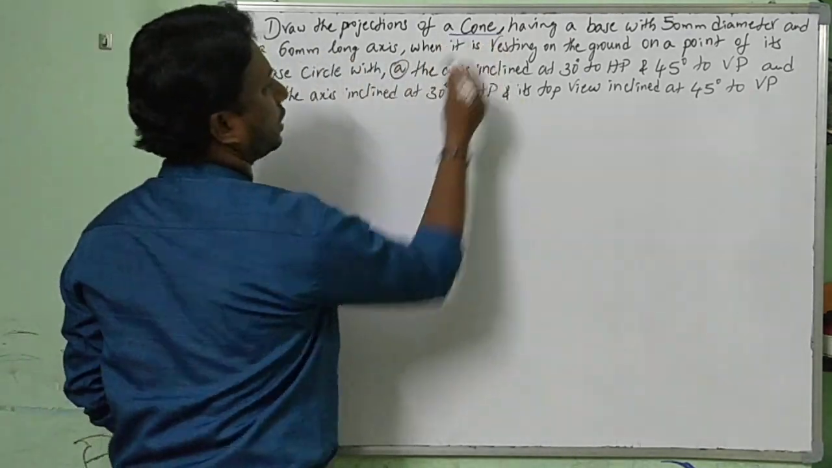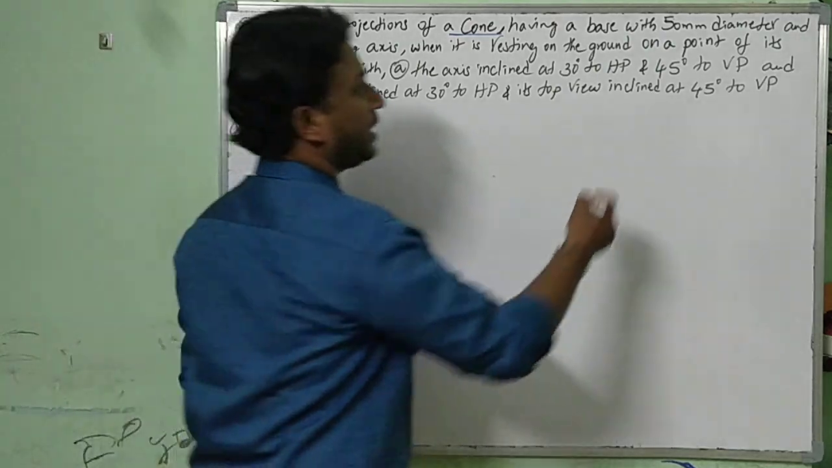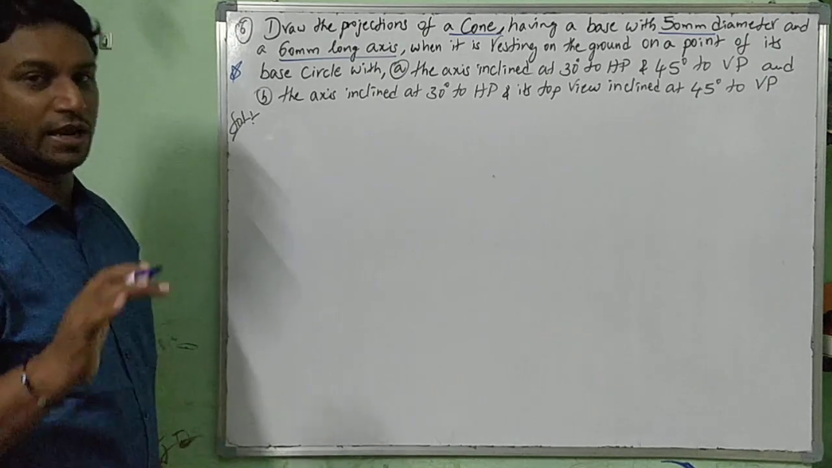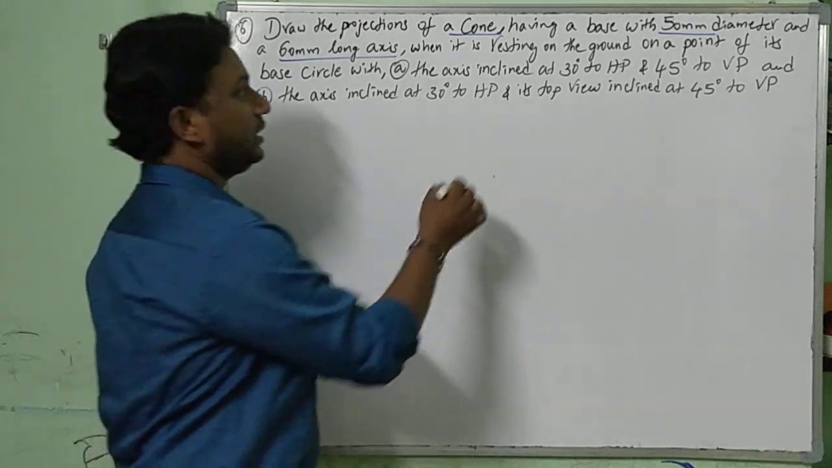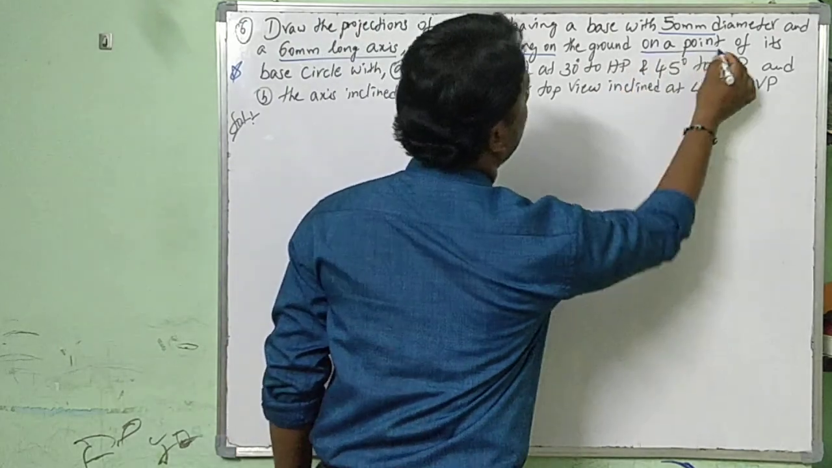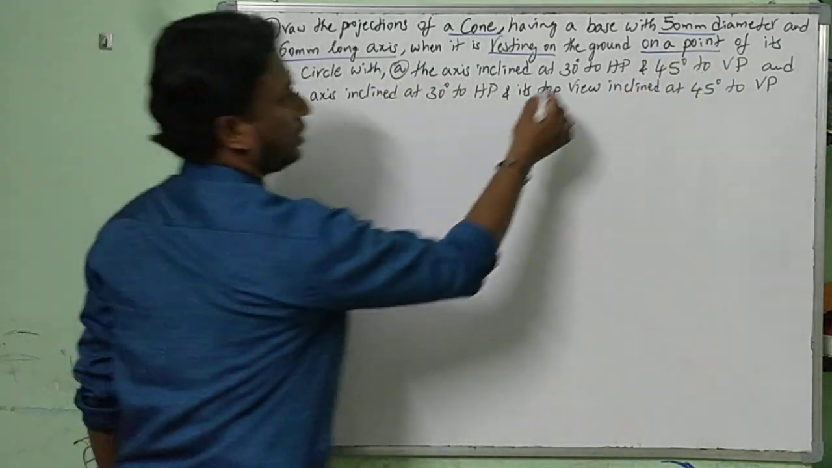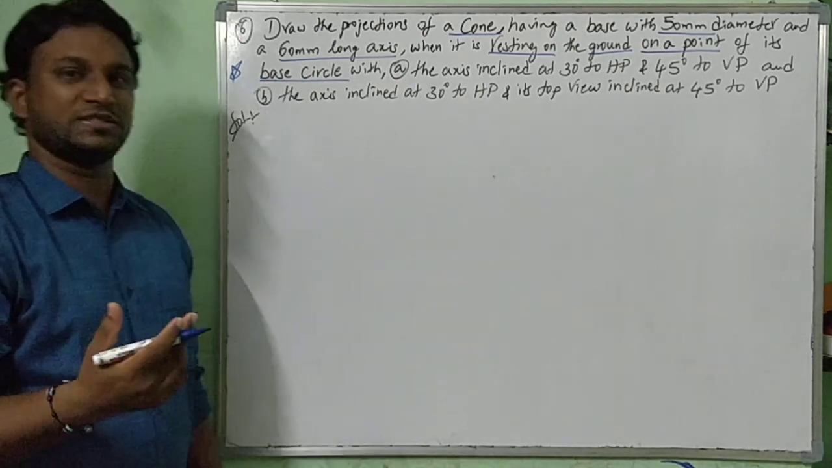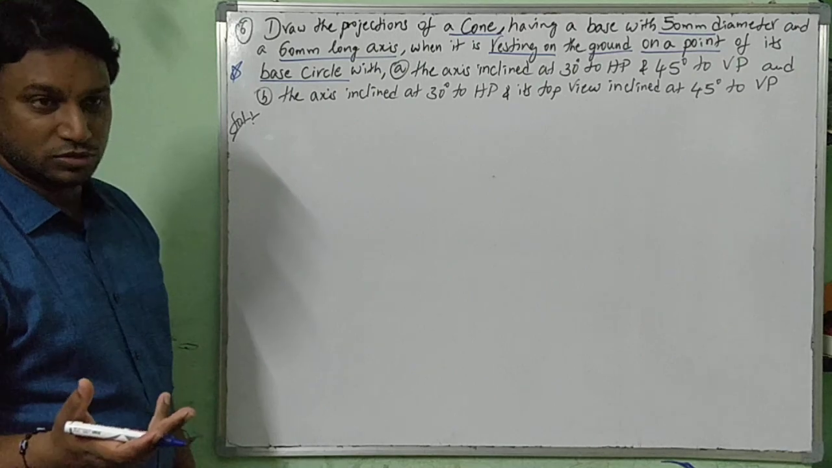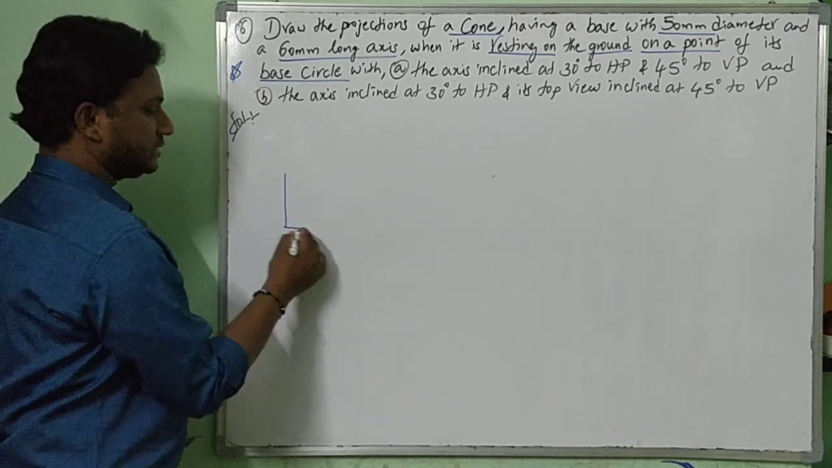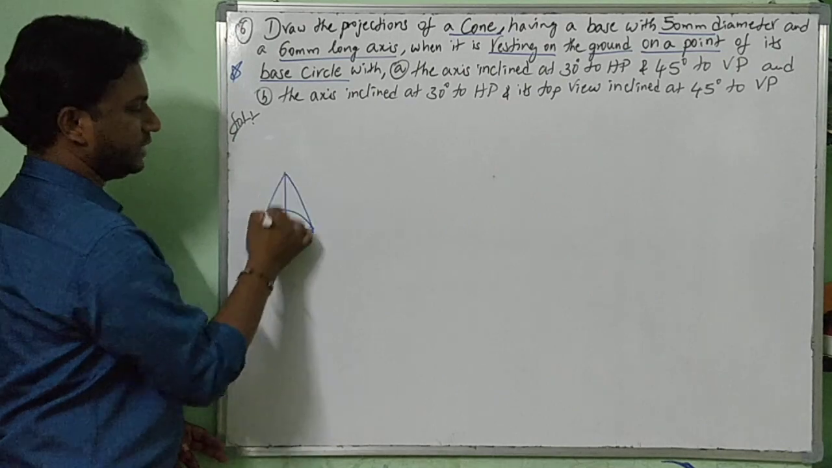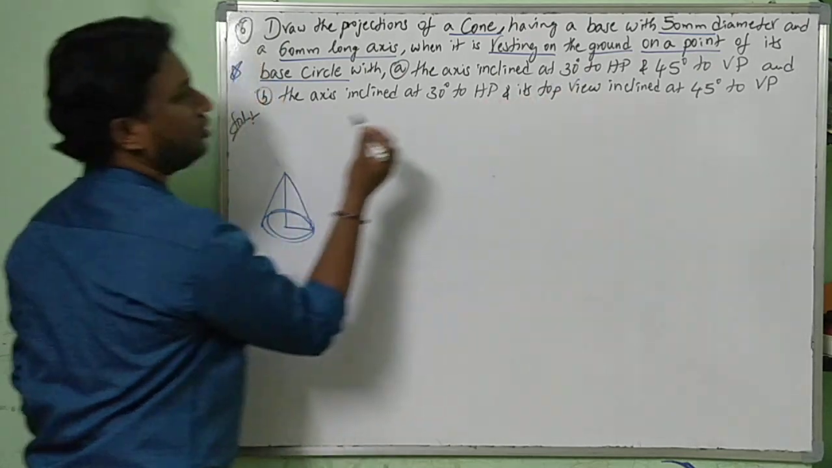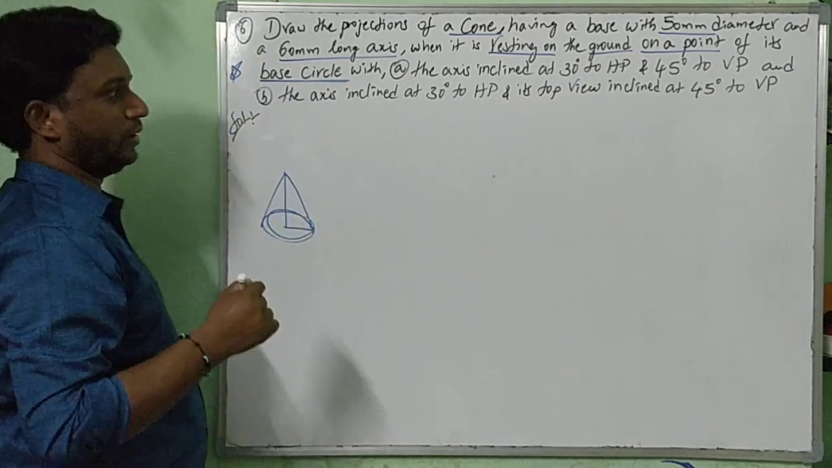Draw the projections of a cone. Given object is a cone having base diameter 50 mm and 60 mm long axis. Coming to its location, it is resting on the ground on a point of its base circle. You know, a cone will have base as circle. It's a kind of solid of revolution, where I already discussed, a right angle triangle rotated through 360 degrees becomes a cone. Base is a circle, will have many points, but it is resting on the ground on a point of its base circle, with 1 point.